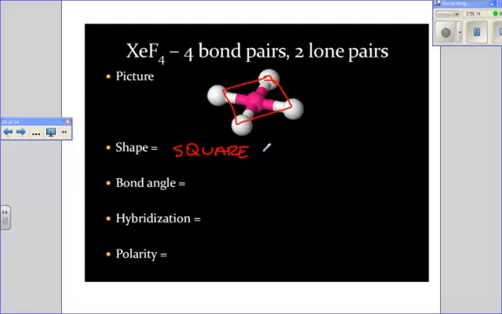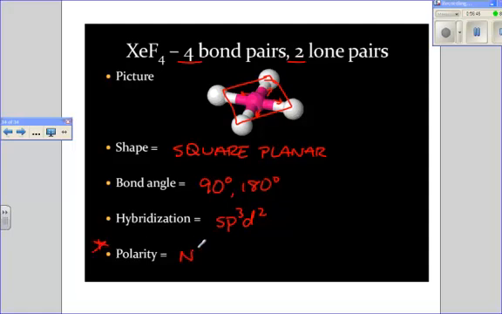Flat means planar. So this is square planar. Every angle in that square is 90 degrees. In theory, I still have my 180s. 4 and 2, it's based off 6 groups, SP3, D2. And again, this one's a little interesting in that it's a flat square with an equal pull in every direction. So this one's sort of unique in the fact that it is nonpolar.